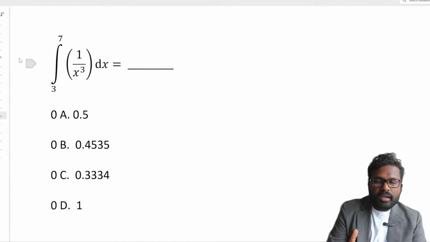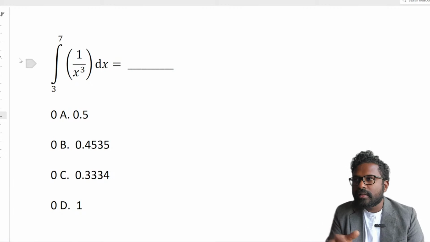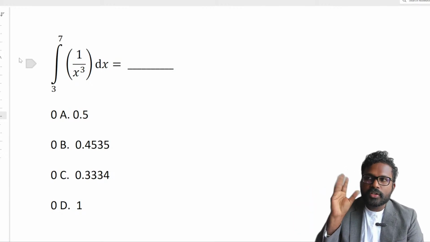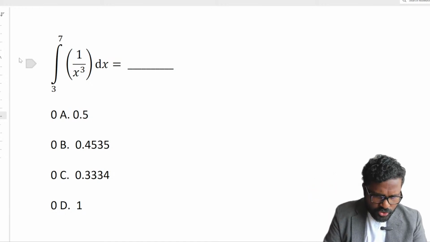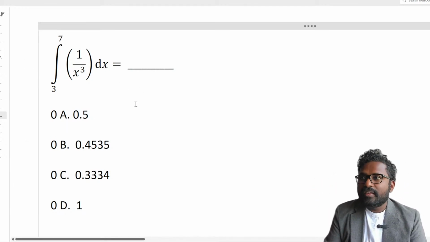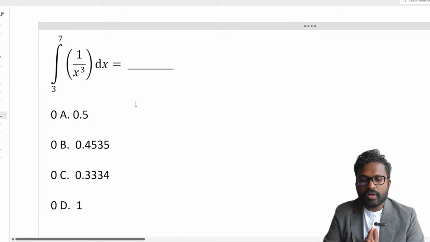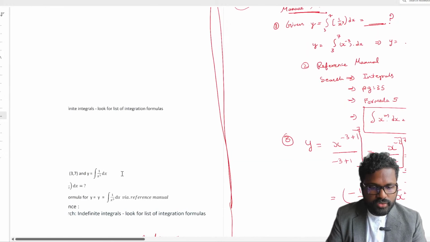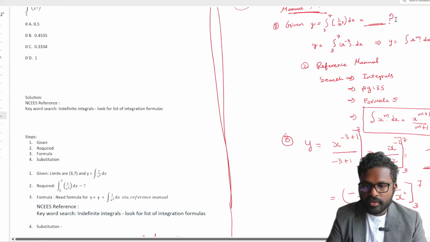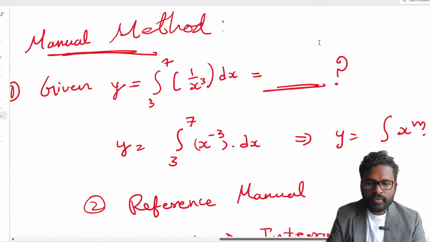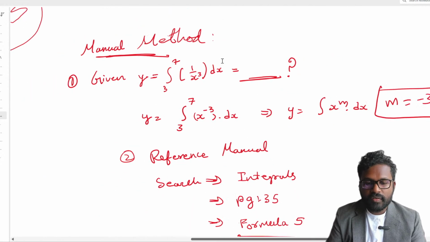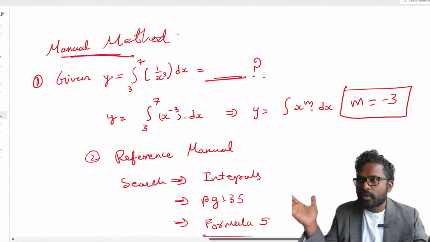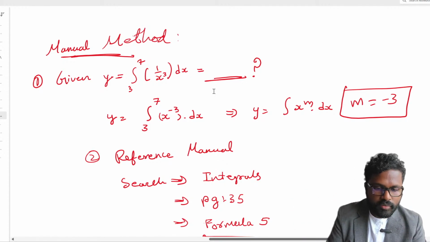So this is basically a little bit harder than the previous two problems, but it's very much similar. I'm just trying to make sure you understood the concept. So the given in this problem is lower limit 3, upper limit 7, and the equation is 1 by x cube. So once you understand and just jot down what is given, that is how we always start. So given y is equal to integral of 3 to 7 1 by x cube dx. Okay, that is equal to question mark. We don't know what it is. That's what we want to find. That is what is required.